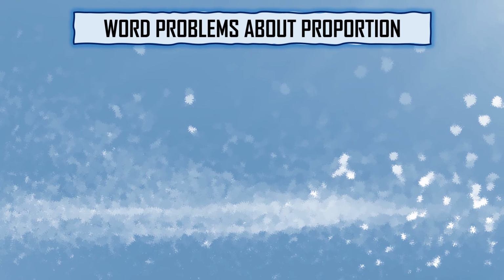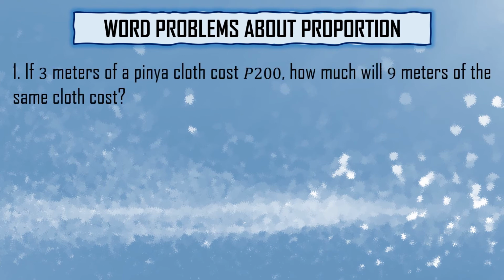So, proceed na tayo sa word problems about proportion. First problem: if 3 meters of a piña cloth cost 200 pesos, how much will 9 meters of the same cloth cost? So, paano natin malalaman kung ano yung unang number na ilalagay natin at yung kanyang kapartner? So, sabi dyan, 3 meters cost 200 pesos. Ano naman daw yung presyo kapag 9 meters? So, kung mapapansin nyo, meron tayong dalawang meters, which are yung 9 at yung 3. So, iyon yung ilalagay natin sa kaliwa o sa unang part ng isang ratio.